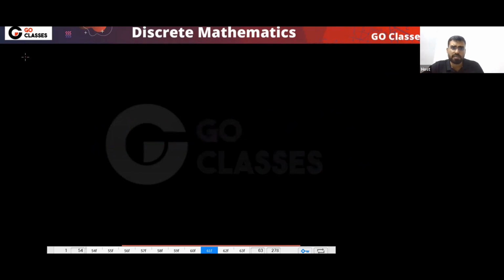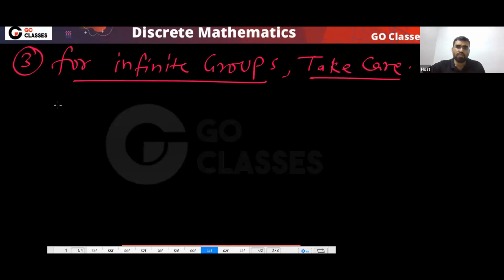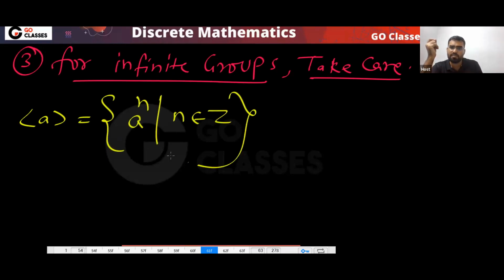Okay. And the third note, for infinite groups, take care. For infinite groups, first you find whether you can generate the identity element or not, by some positive power. For infinite groups, the order of an element can be infinite. So for an infinite group, you just take a power integer. Just apply the definition. Very simple. Nothing else. You will get your answer.